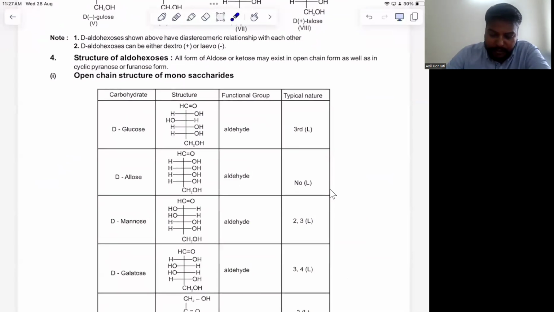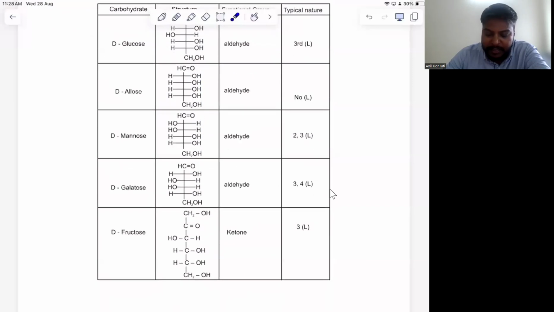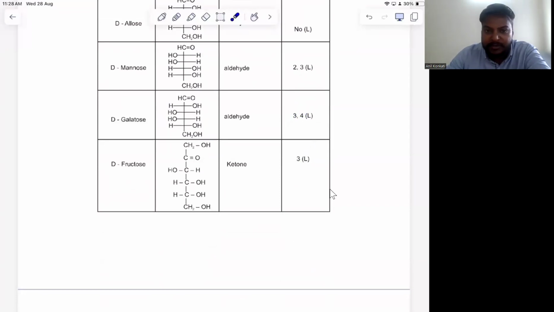If it comes to D-glucose, most of the centers have R configuration, except the third position, which is S configured. Allose has all of them in R configuration. Like this, in mannose, we have 2 and 3 as S configuration. Galactose has 3 and 4 as S configuration. Fructose has 3 as S configuration.